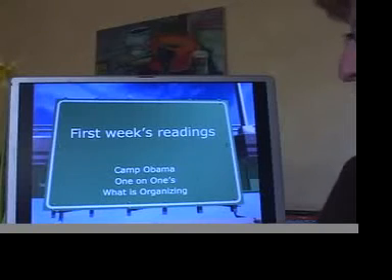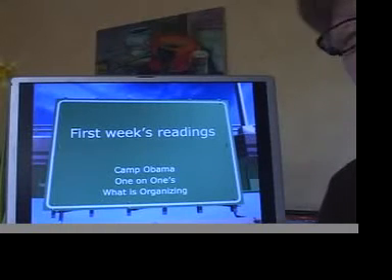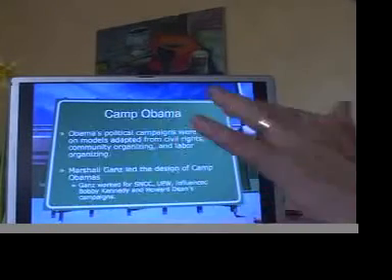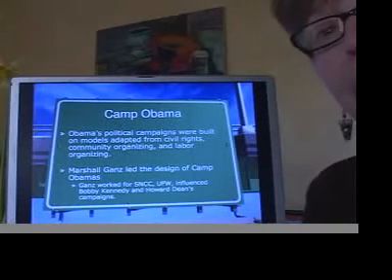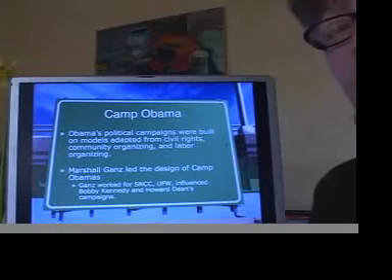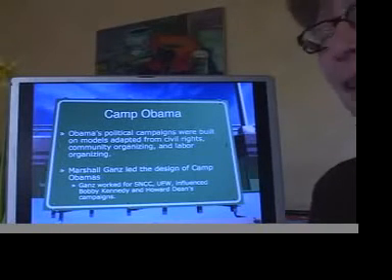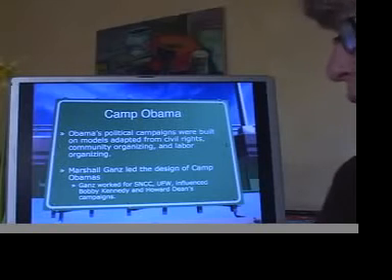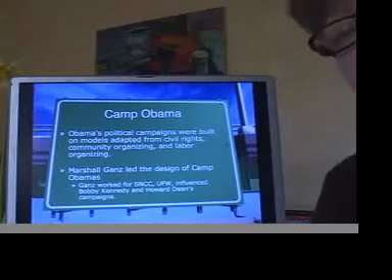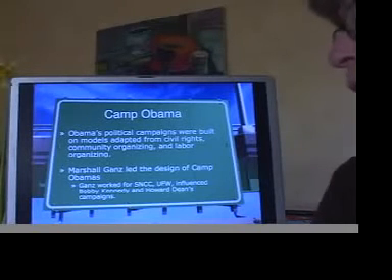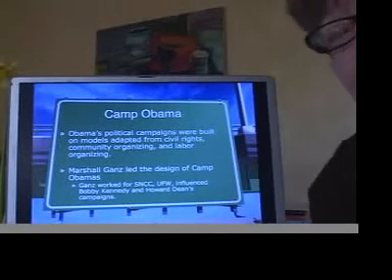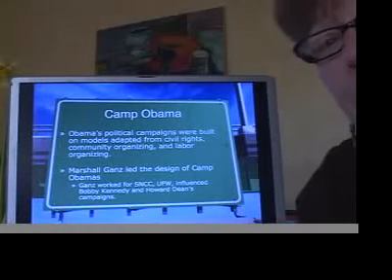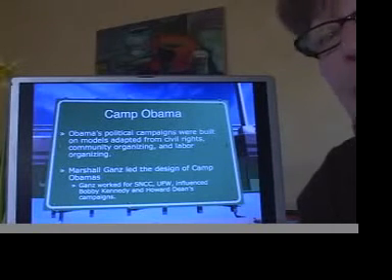The first week's readings are on Camp Obama, one-on-ones, and what is organizing. Camp Obama is an article from the Huffington Post that has an embedded interview with Marshall Ganz, and it really talks about how Obama's political campaign was built on the models of civil rights and labor organizing. It's about the fact that Marshall Ganz was brought in to design Obama's campaign for getting out the vote.